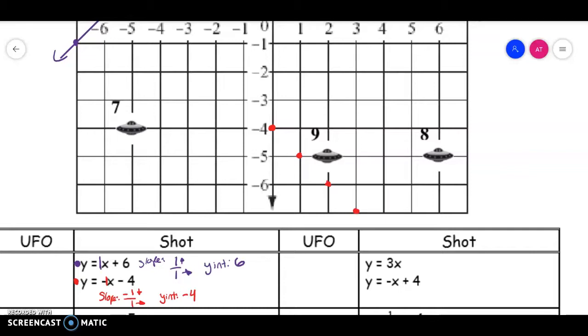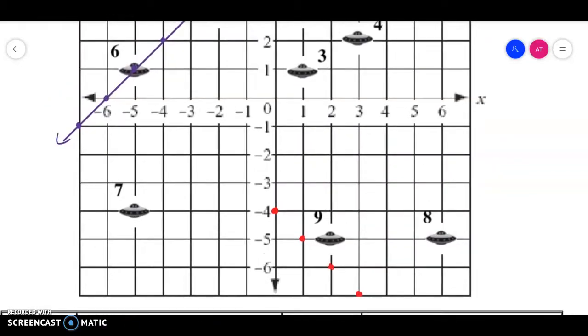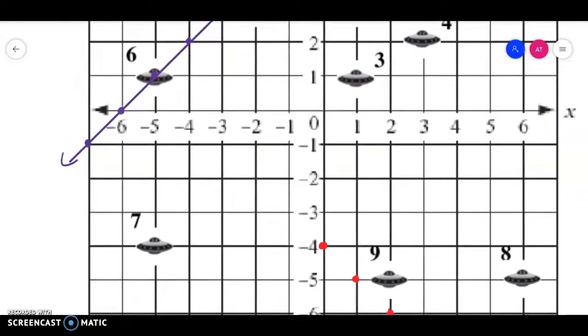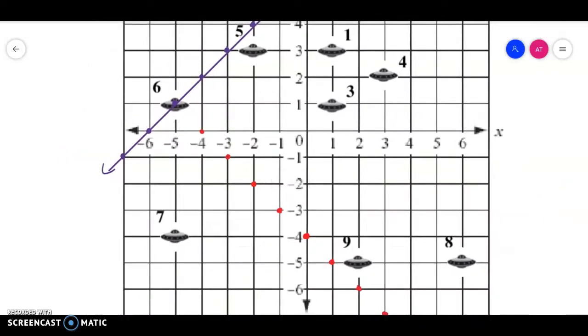Now that I've completed the right side of my graph, I need to complete the left side over here so I can see where everything is, and so I don't just guess where everything's going to go. So again, I'm going to start at my negative 4 on my y-axis. I'm going to do the opposite of what the slope says, because that'll be easier to find. So I'm just going to continue to go up 1 and over 1, up 1 to the left 1.